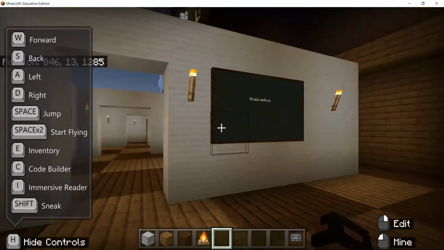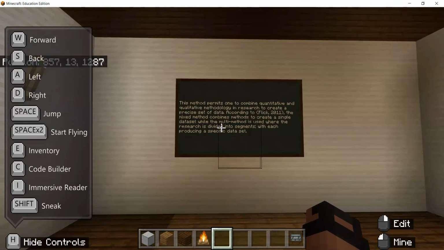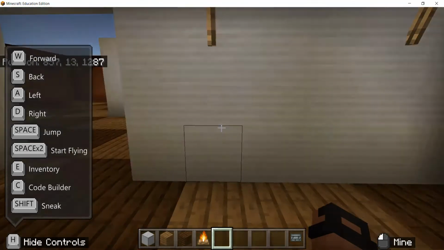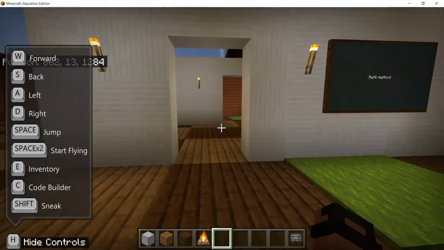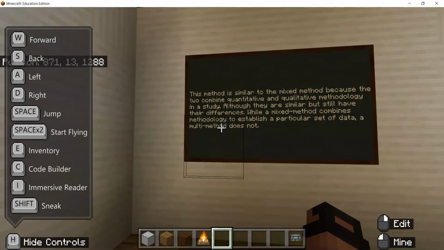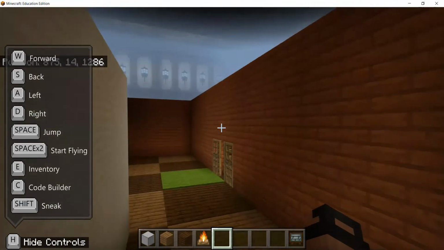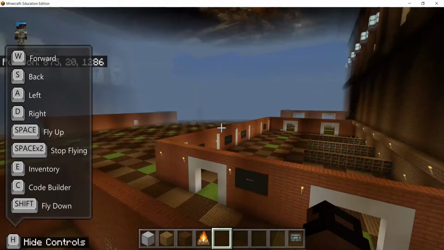We then proceed to another room which talks about mixed methods. What is this about? Mixed method permits one to combine quantitative and qualitative in research to create a precise set of data. We then proceed into a room called the multi-method. The multi-method, basically, is similar to the mixed method because you do combine the quant and the qual. Although they are similar, they still have their differences. While a mixed method combines methodology to establish a particular set of data, a multi-method does not, which is very important.